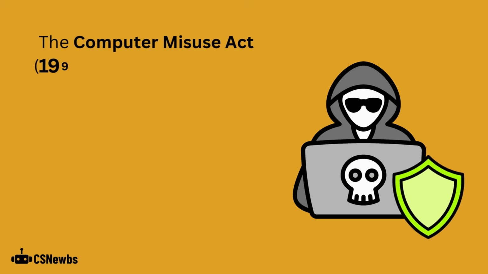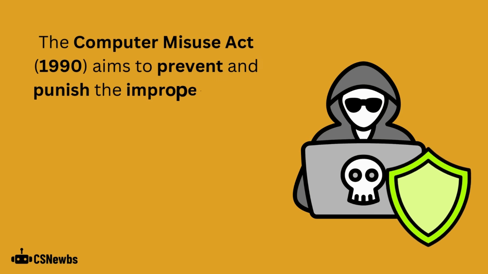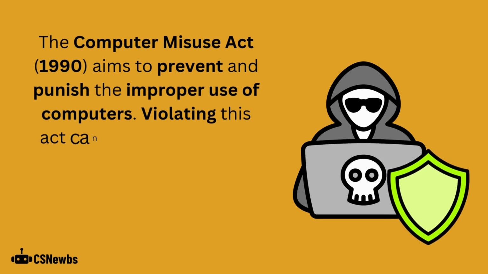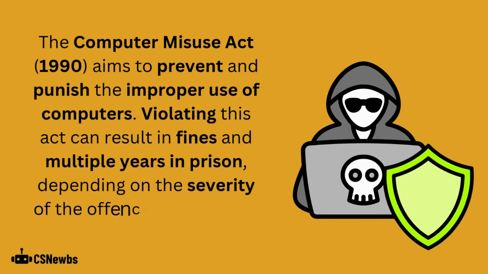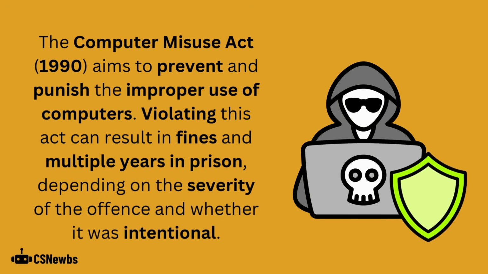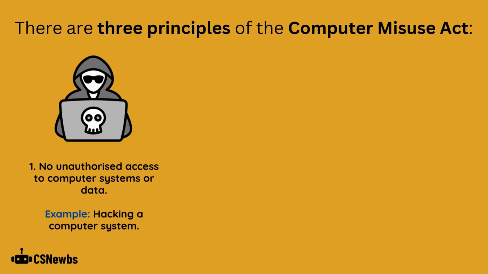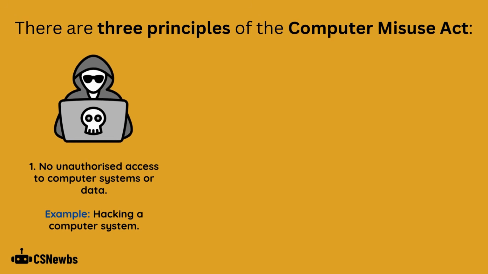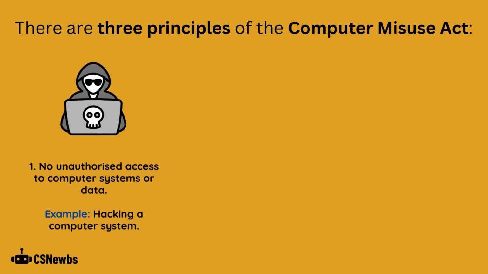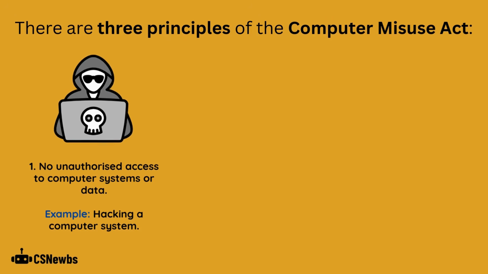The Computer Misuse Act, which was introduced in 1990, aims to prevent and punish the improper use of computers. Violating this act can result in fines and multiple years in prison, depending on the severity of the offence and whether it was intentional or not. There are 3 principles of the Computer Misuse Act. The first is that there should be no unauthorized access to computer systems or data. As an example, hacking would break this principle.